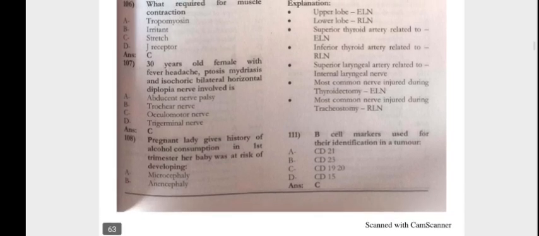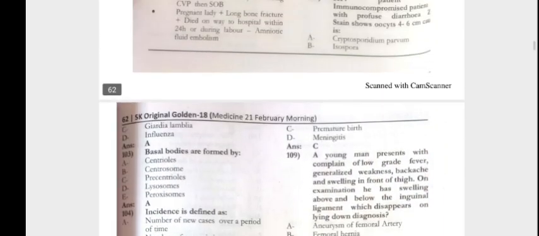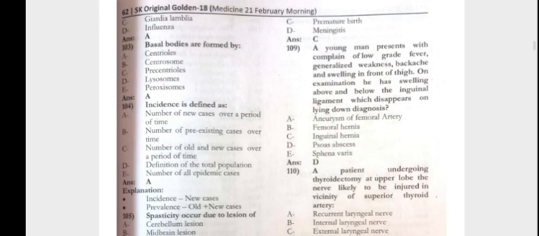The pregnant lady gives a history of alcohol consumption in the first trimester. Her baby is at risk of developing premature birth. Young man presents with complaints of low grade fever, generalized weakness, backache, and swelling in the front of the thigh. On examination, swelling above and below the inguinal ligament which disappears on lying down. Diagnosis is the psoas abscess.